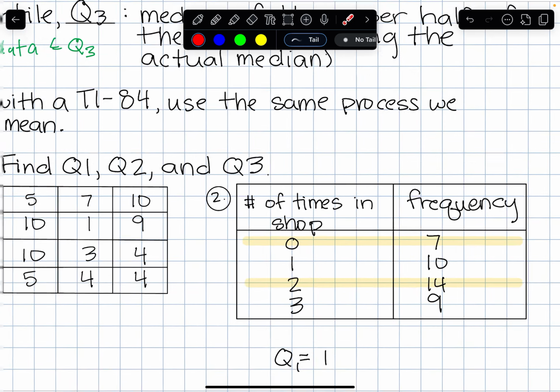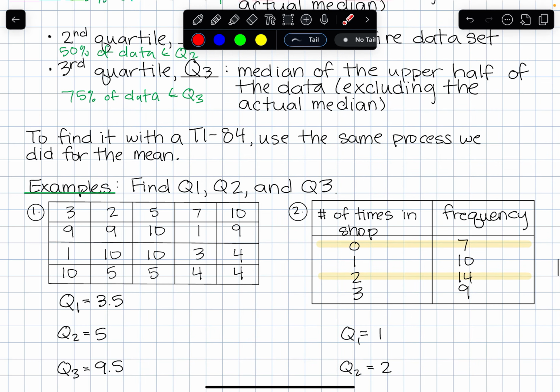All right, we're going to go ahead and use these quartiles to calculate some other quantities about a data set and make some graphs.